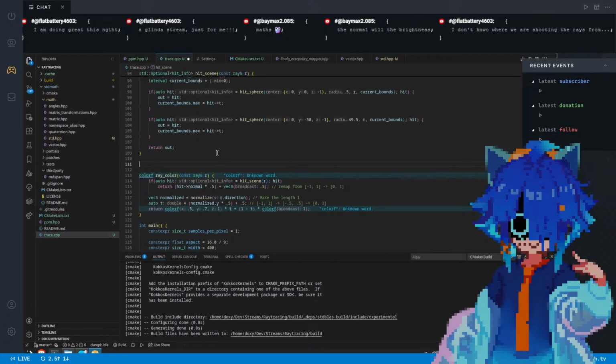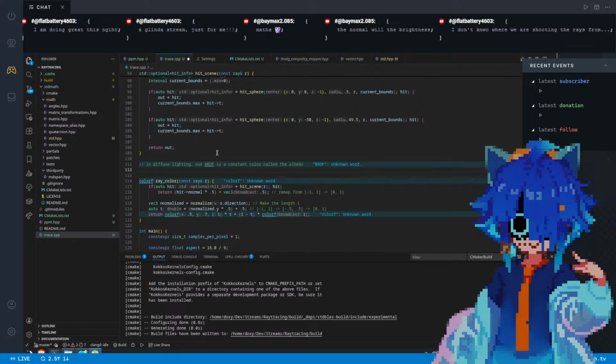So, in diffuse lighting, our BRDF, so our material, is a constant color called the albedo. Albedo is an interesting measurement that most people aren't used to thinking about. Albedo is how much light gets reflected. So let's think about that definition for a second.